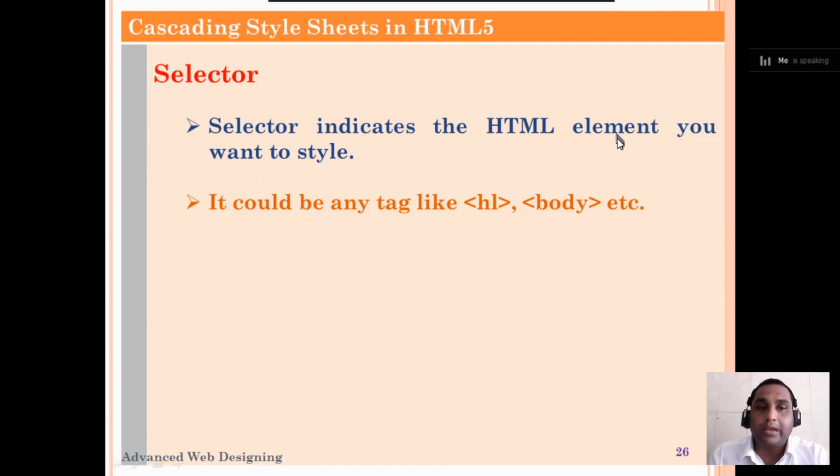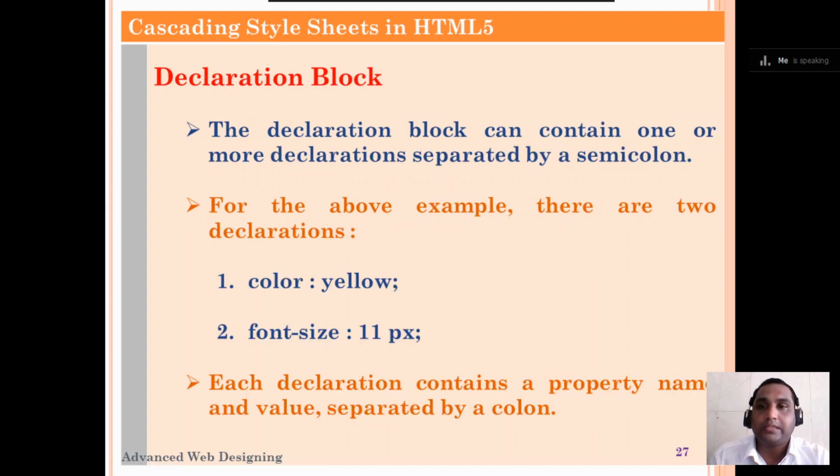Selector indicates the HTML element you want to style. It could be any tag like H1, body, etc. Any HTML element, any HTML tag can be a selector. You can define any HTML tag on your own using CSS. For example, if H1 has its own style which displays the text in the largest possible size, you can change that style and that size. If anybody writes H1, it should be displayed in the smallest possible size. So CSS is used to define the selector.